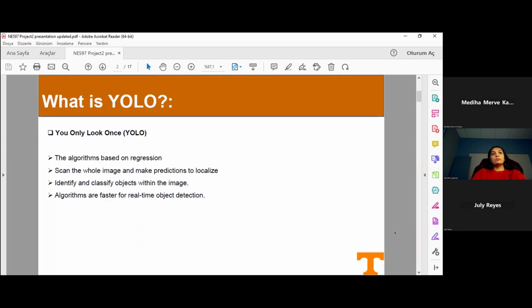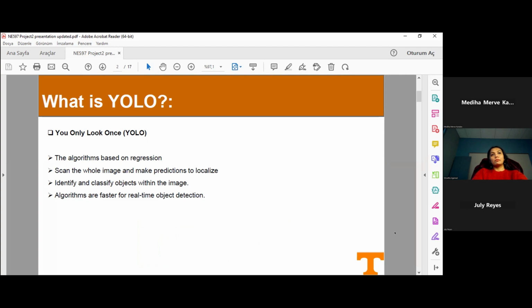Firstly, what is YOLO? YOLO is the abbreviation of You Only Look Once. The YOLO algorithm is based on regression. So what is regression? Regression is a technique for investigating the relationship between the independent variables and the dependent variable or outcome.